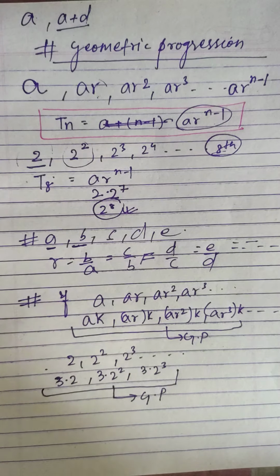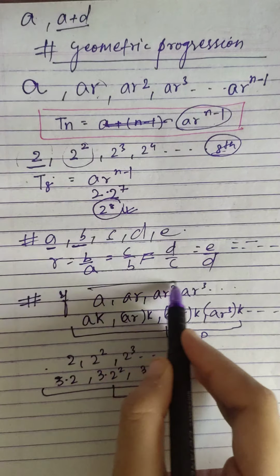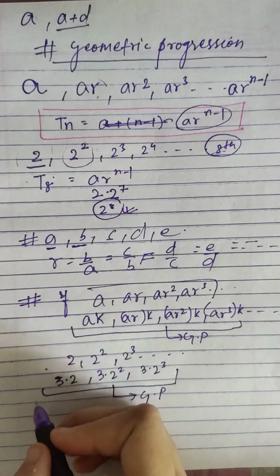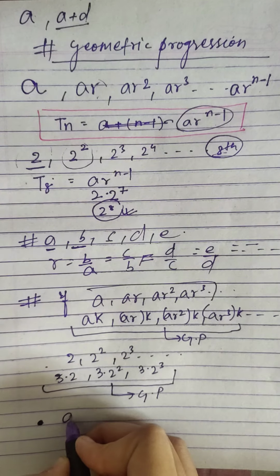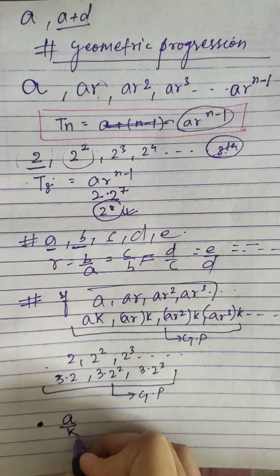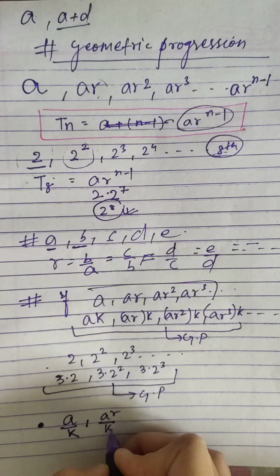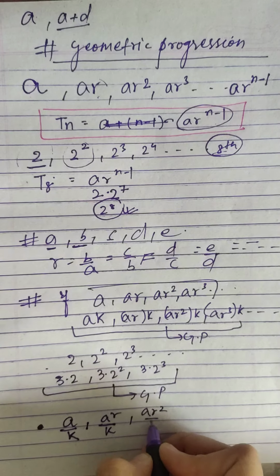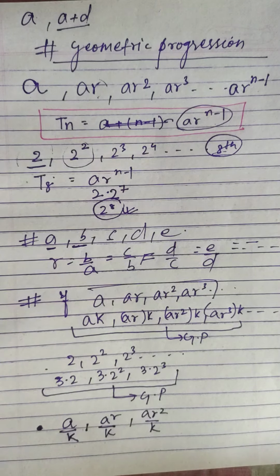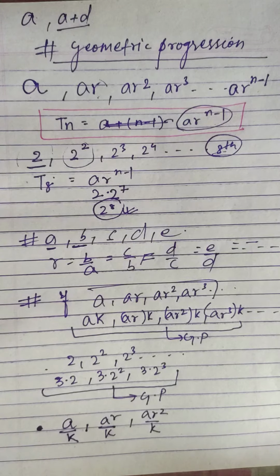And the same case is there with division of each term of GP by some constant. Suppose you are having the same GP and this GP is divided by some constant k, like a divided by k, ar divided by k, then ar square divided by k, meaning you have to divide each term of GP with the same constant.